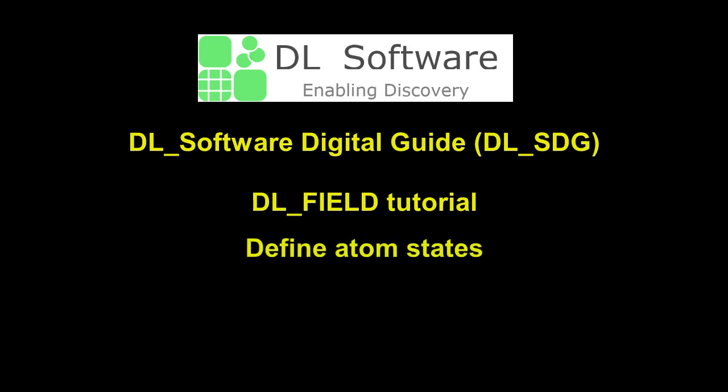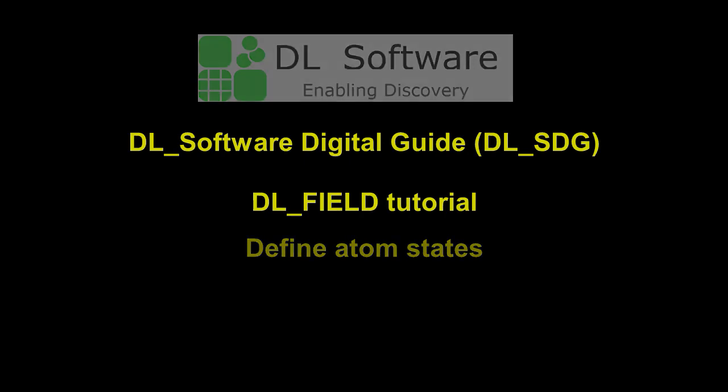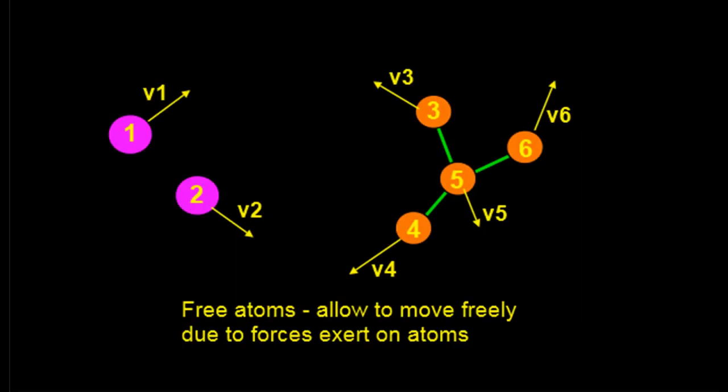In this video, I'm going to talk about changing the states of atoms in your molecular system. By default, atoms in a system are allowed to move freely according to the resultant forces experienced by each atom due to the presence of other atoms. These atoms are called free atoms.